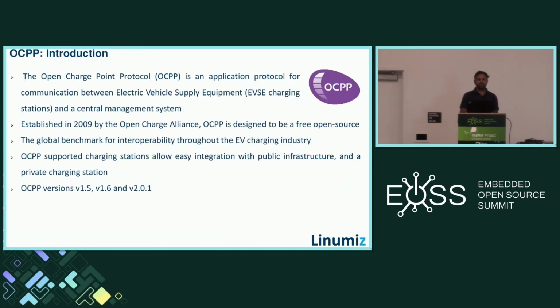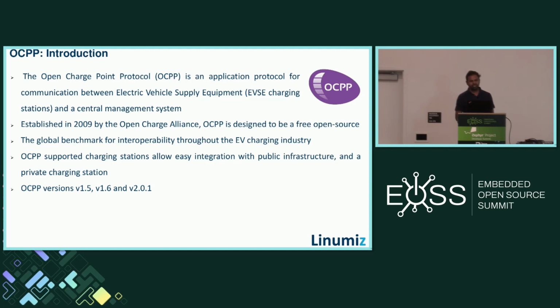So we have seen so far what the drawbacks in the charging station are, and how Zephyr RTOS is going to help with that. Now we will briefly look into the Open Charge Point Protocol, what it is, and why it is really needed in the electric vehicle supply equipment or charging stations. The Open Charge Point Protocol, or simply OCPP, is an application protocol used for communication between the electric vehicle supply equipment and the central management system.